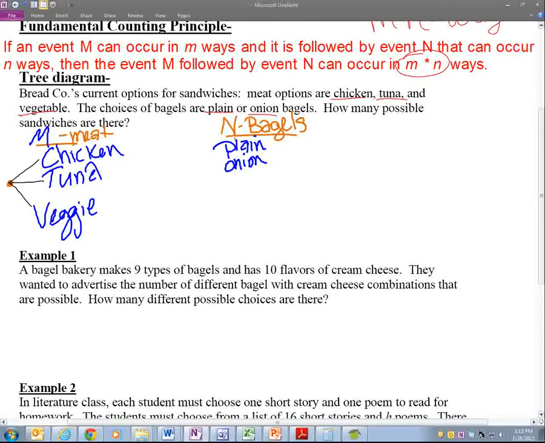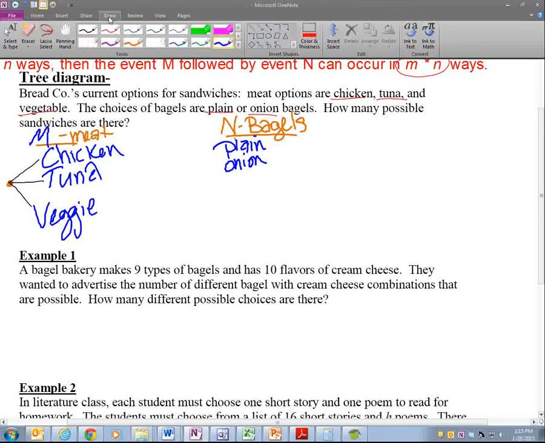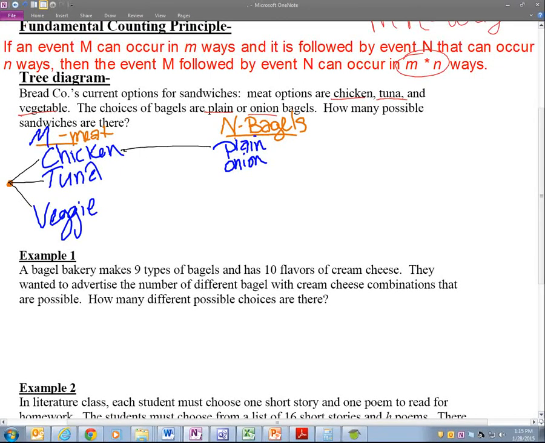Now, I have chosen, for example, I've already chosen to do chicken. So that means that I can go from chicken, and I can choose either a plain bagel with my meat of chicken, or I can use an onion bagel with my meat of chicken. See how I went from having three branches, now I have two more coming from one option? What do you think is going to go underneath that onion word?